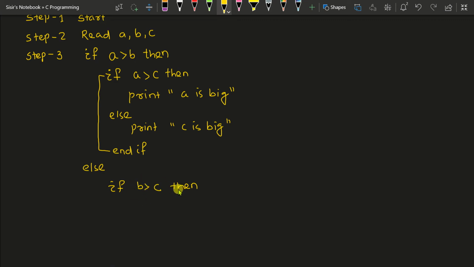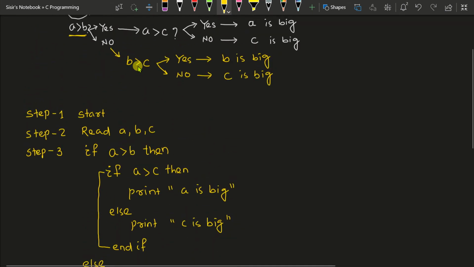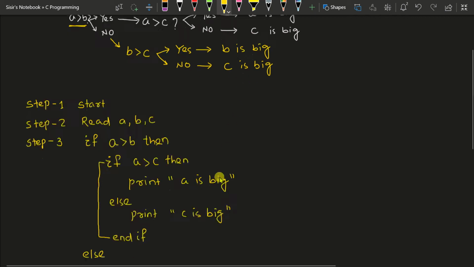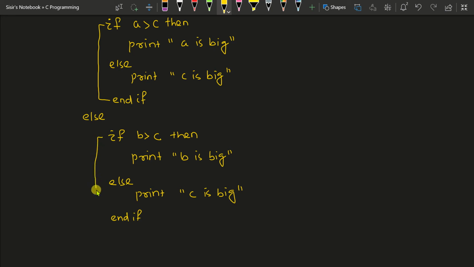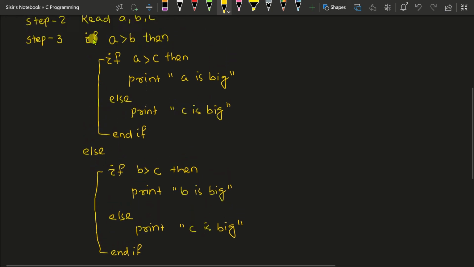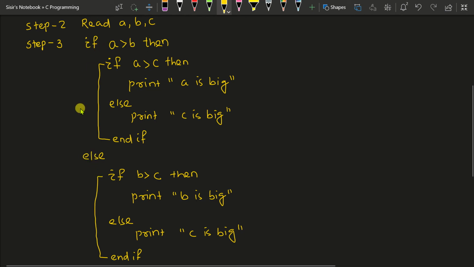Now B greater than C, that means which one is bigger? So B is bigger. So I have to write print B is big. Okay. And similarly, if B is greater than C is false, then obviously C is big. So for this else, we have to write print C is big. Okay. So this if ends here, and this is the if statement. The corresponding else statement is this.